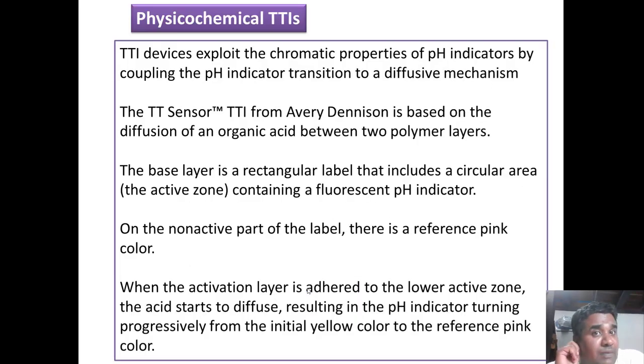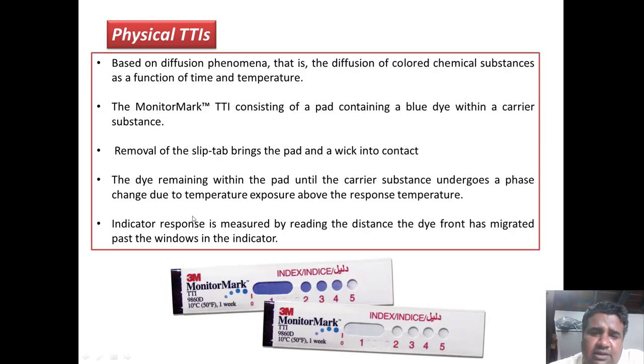In case of physicochemical TTI, as I said, the mechanism is diffusion. This dye is diffusing, and the diffusion of dye takes place. I think everything is written here, you can read. The dye remains within the pad until the carrier substance undergoes a phase change due to temperature exposure above the threshold. Indicator response is measured by reading the distance the dye front has migrated past the window indicator. Here the mechanism was diffusion.